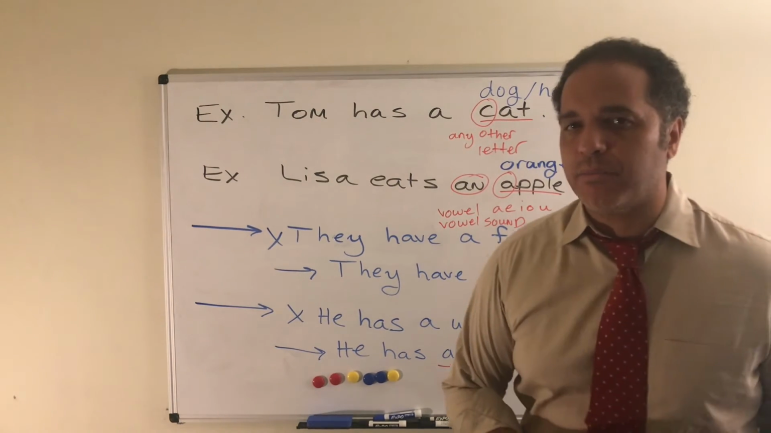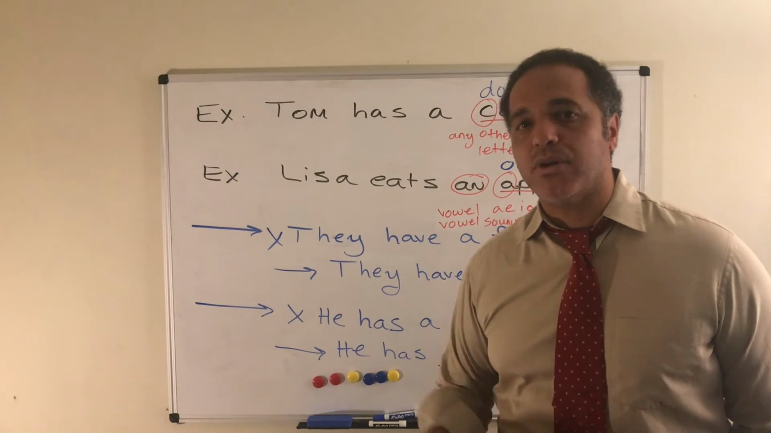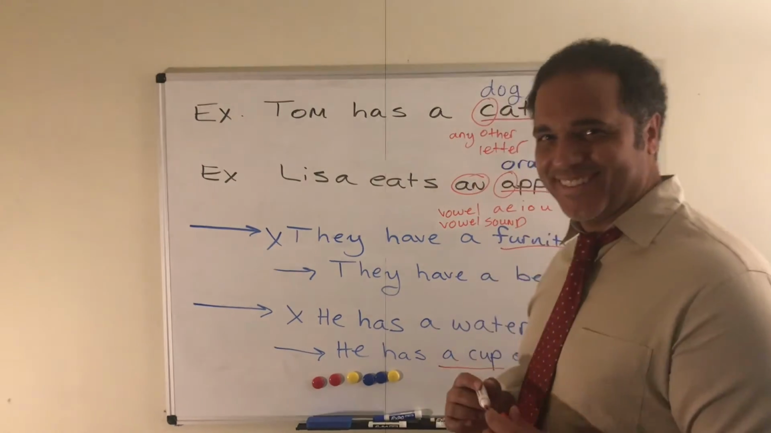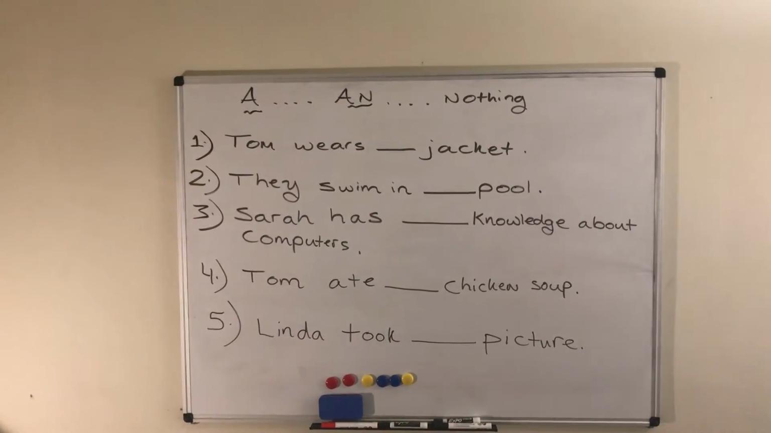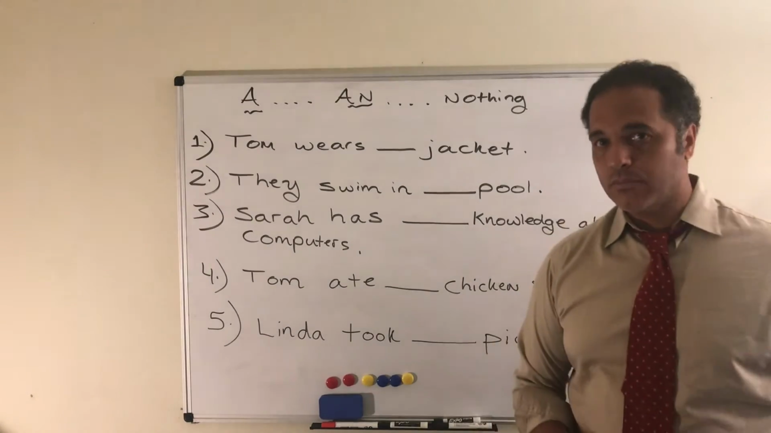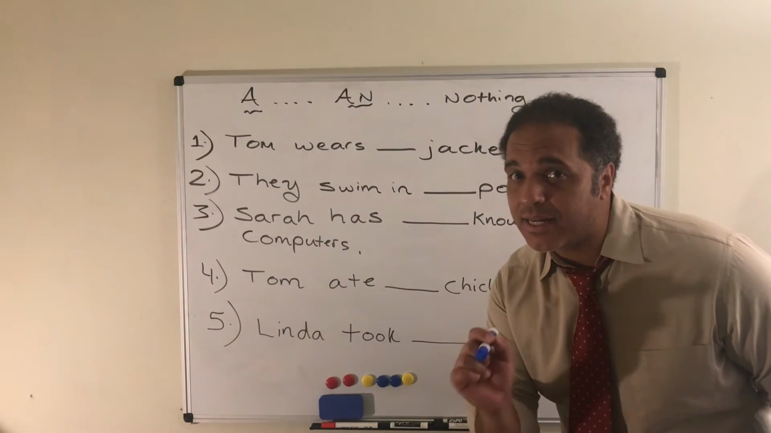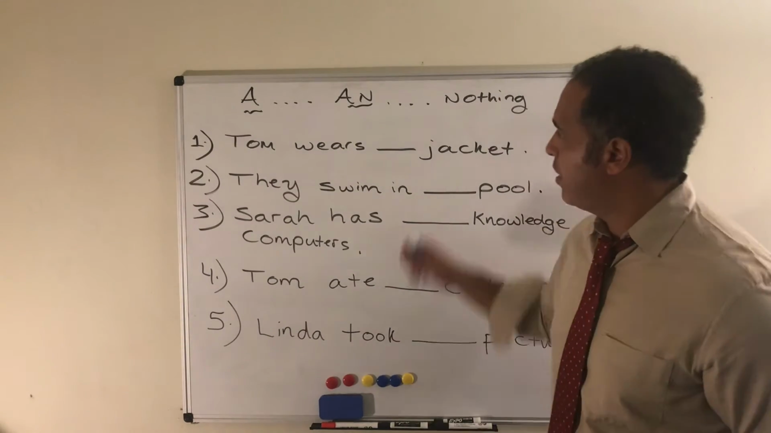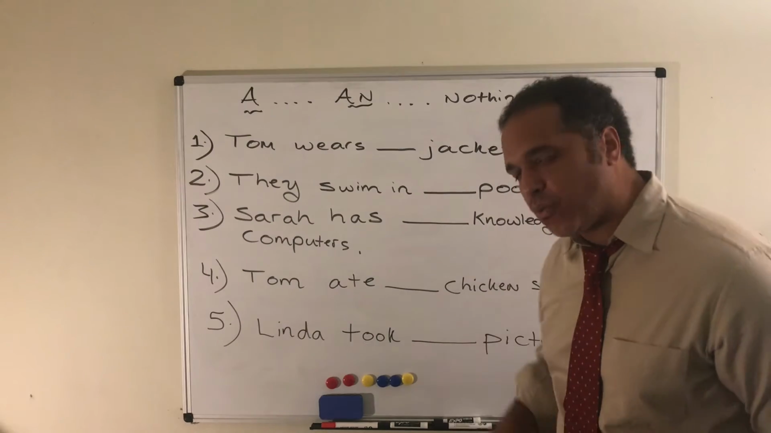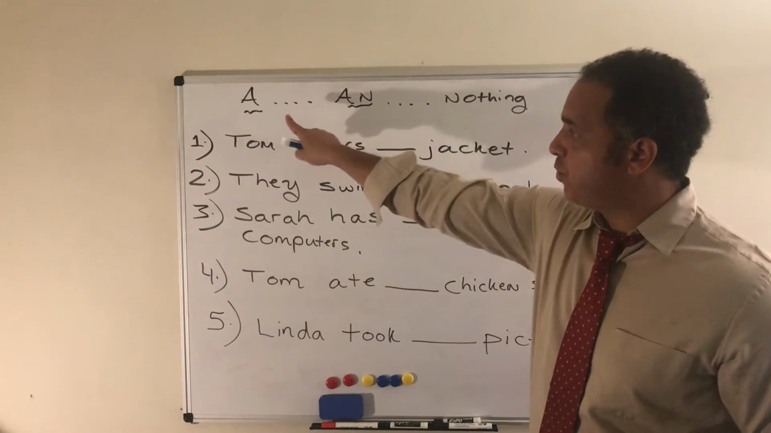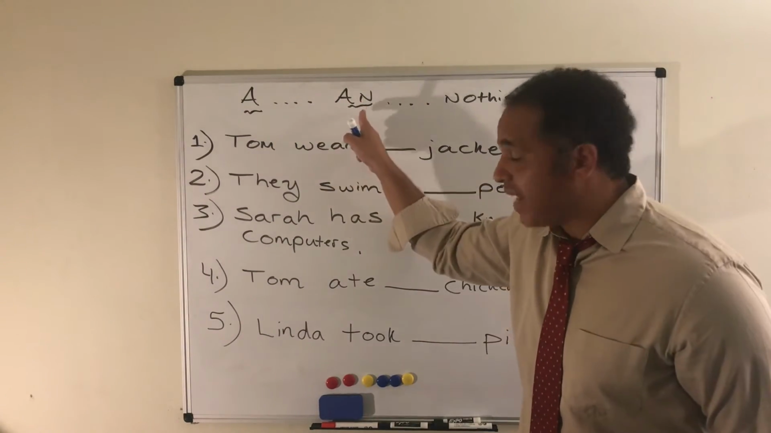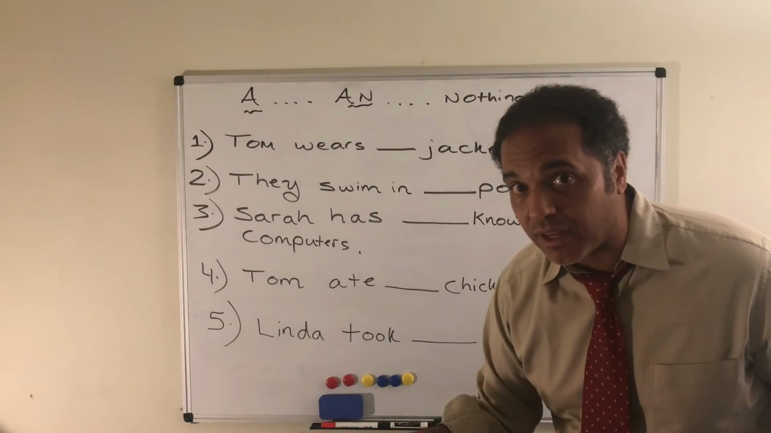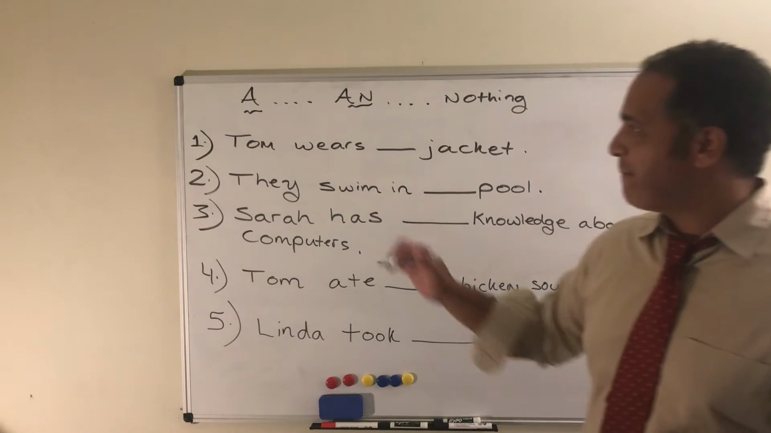All right, let's get a little bit of practice. I'm going to put some more examples on the board, and we're going to try to figure out if we're going to use a or if we're going to use an. All right, everyone, let's get a little bit of practice. Again, not too much. I put 5 sentences on the board. There is a blank in each one, and we're going to try to figure out, do we say a, do we say an, or do we say nothing? All right, let's try it.